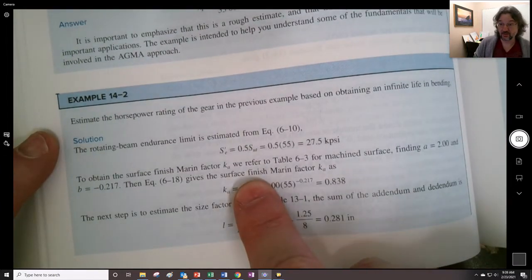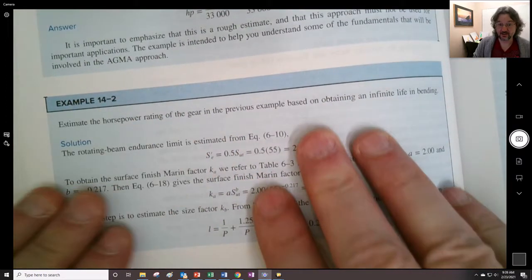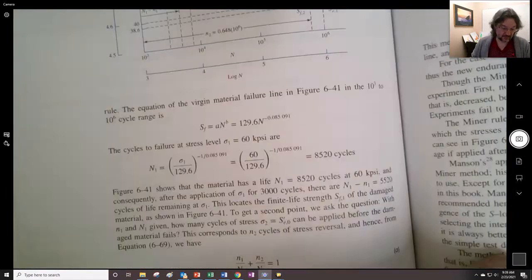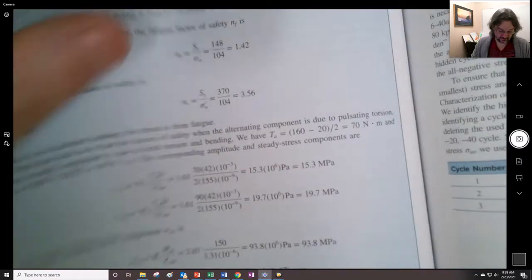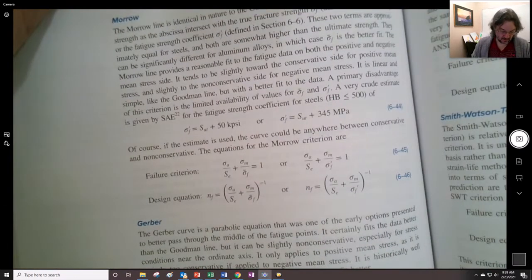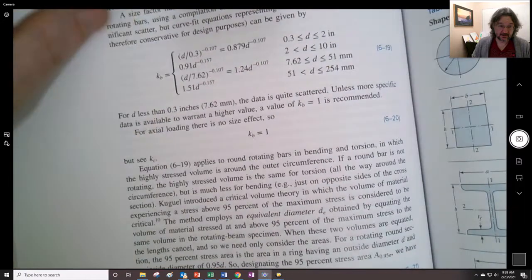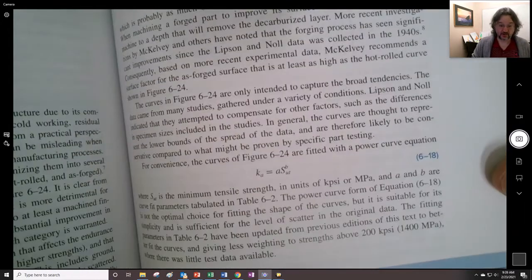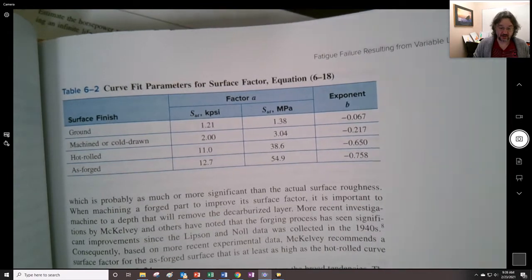In my example, what I've written down on my page is going to be slightly different because this version of the book, the 11th edition, is different from the 10th edition. They've changed these Marin factors, but we need to look up ka from chapter 6. So coming back to these endurance modifying factors, let's look them up. Here's kc. Here is ka. Okay, so here was ka. We need to have these a and b in there, and now they take that from this table right here.